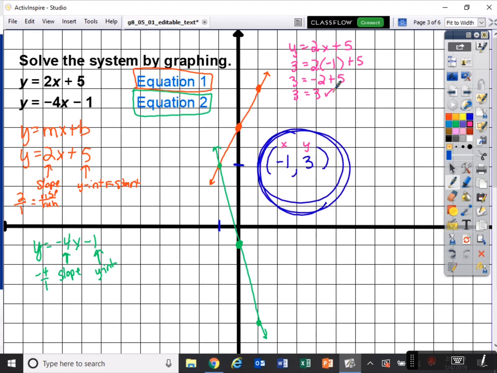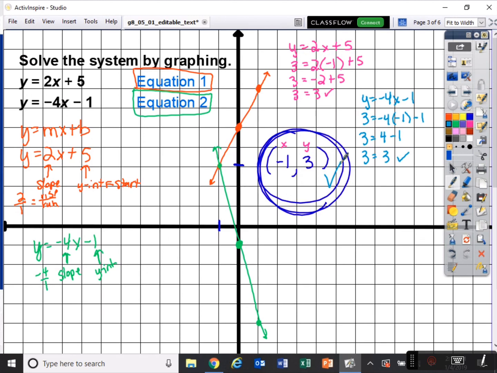But I also have to check the second equation, equation 2. So I'm going to take that and plug it into equation 2: y equals -4x minus 1. I'm using the same x and y, that same answer we got. We're just checking our answer. Instead of y, I'm going to put 3 equals -4 times, instead of x, -1, minus 1. -4 times -1 is +4. And 4 minus 1 is 3. So again, 3 does equal 3. So it worked for both equations, which means, yes, that is the correct answer.